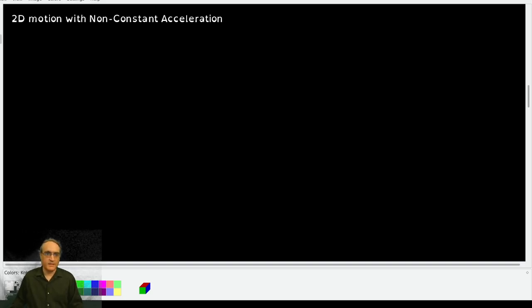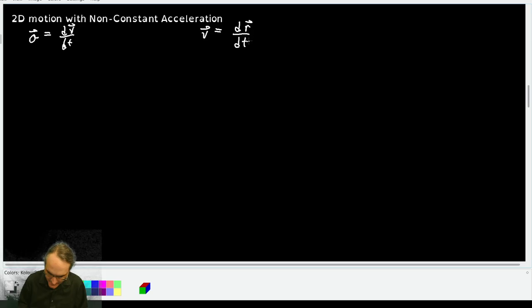Okay, again, 2D motion with non-constant acceleration. It's similar to what we did with constant acceleration in that pretty much the same formulas and methodology apply. So, it is always true that the acceleration vector is the derivative of the velocity vector with respect to time, and that the velocity vector is the derivative of the position vector with respect to time.